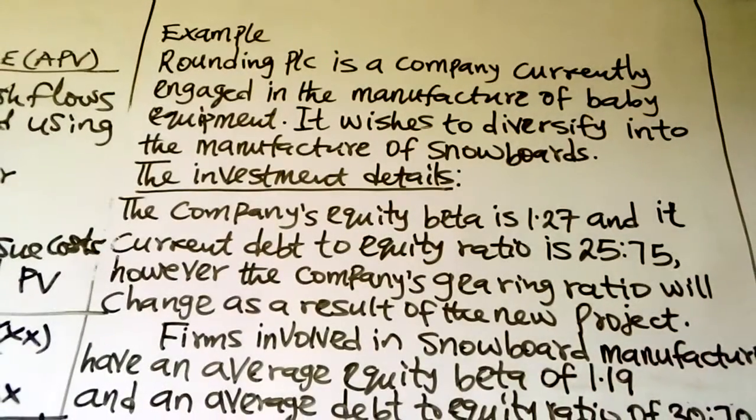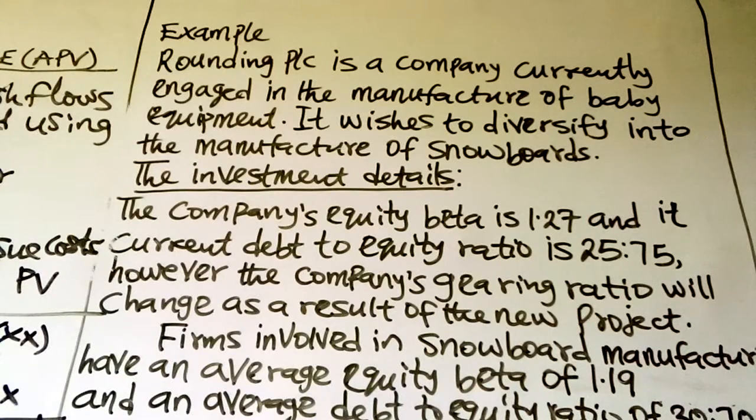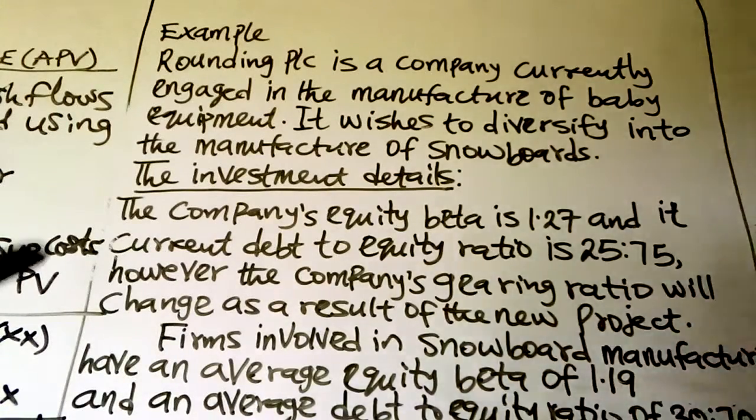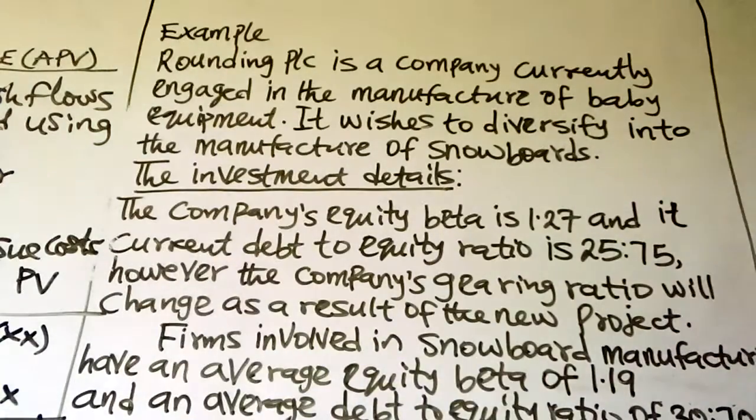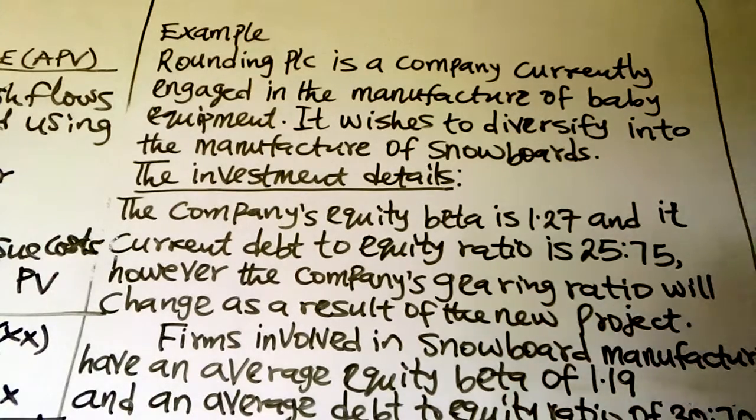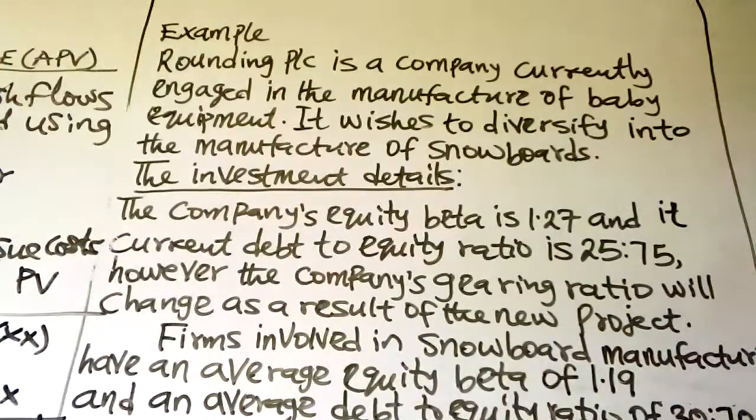I want you to know that you only apply APV where there is diversification, that is, where you are diversifying into a different risk area. So it is then that you calculate APV. You are given the investment details.